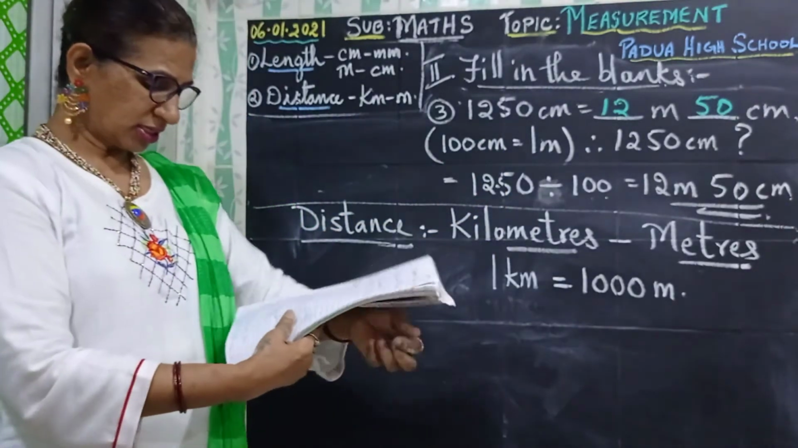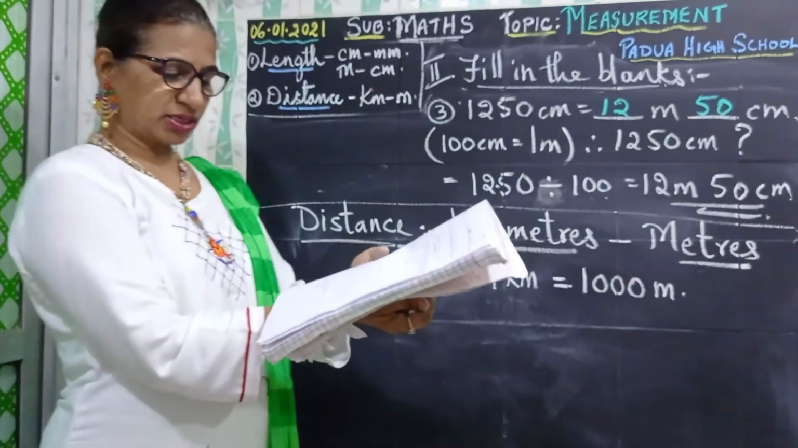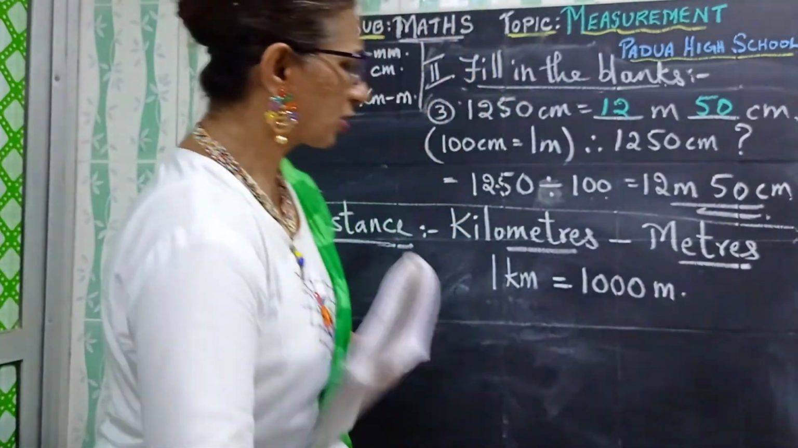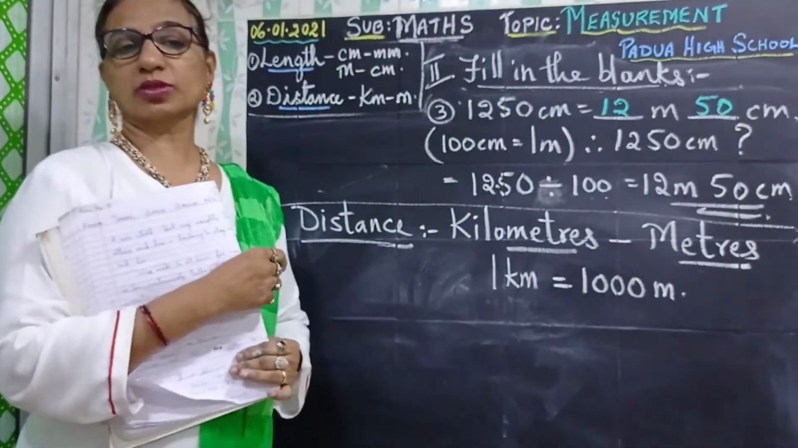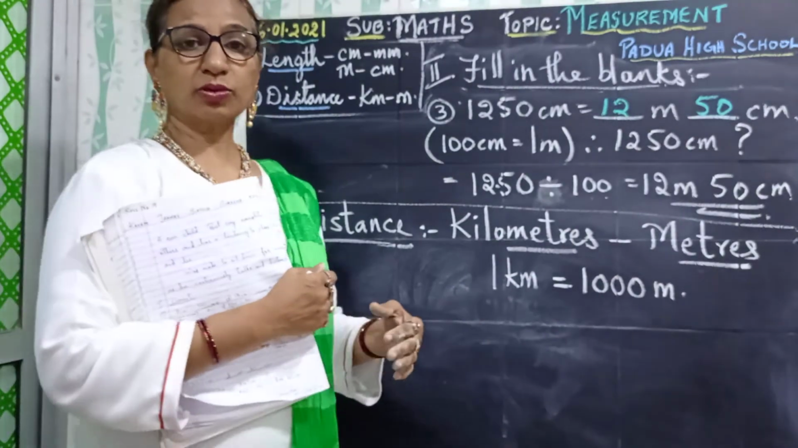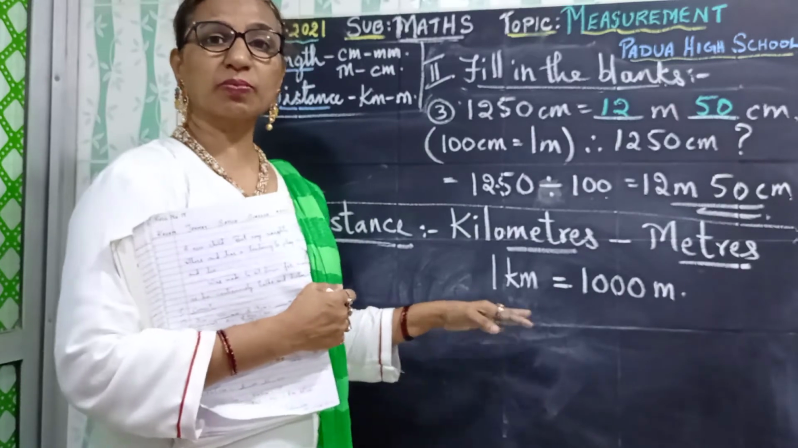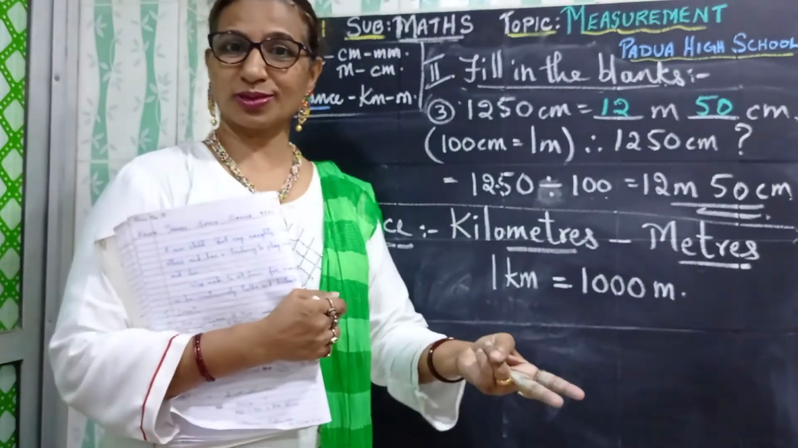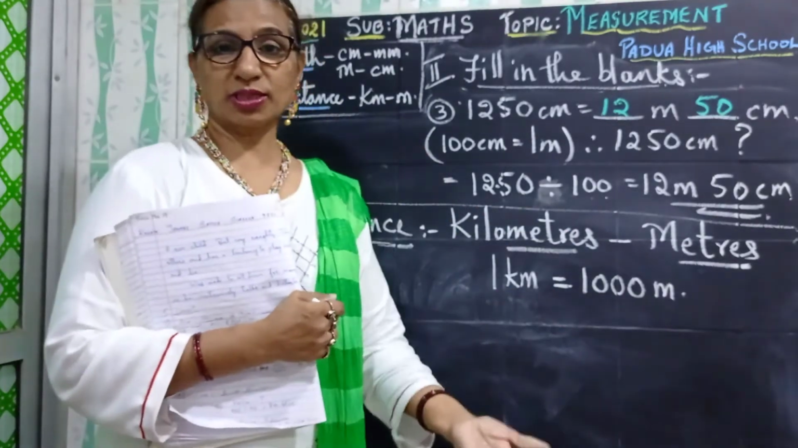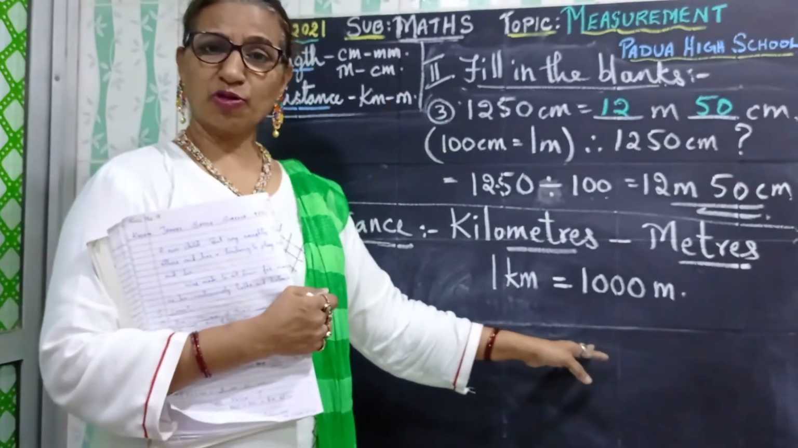Now let us see some sums about kilometers and meters. Now, children, 1 kilometer is 1000 meters. So, what about 2 kilometers? 2 kilometers means you multiply 2 by 1000. So what is it? 2000 meters. Have you followed?